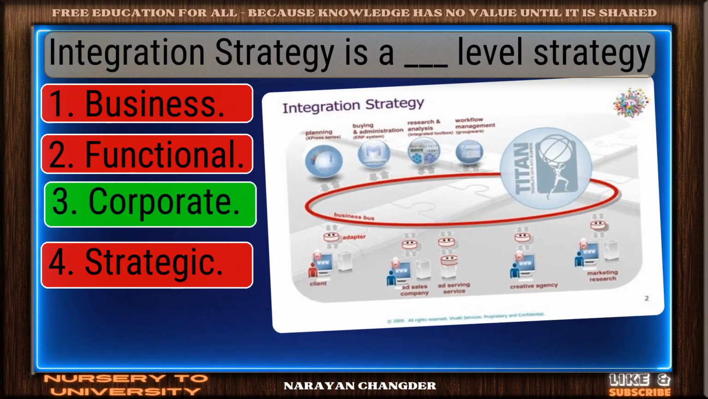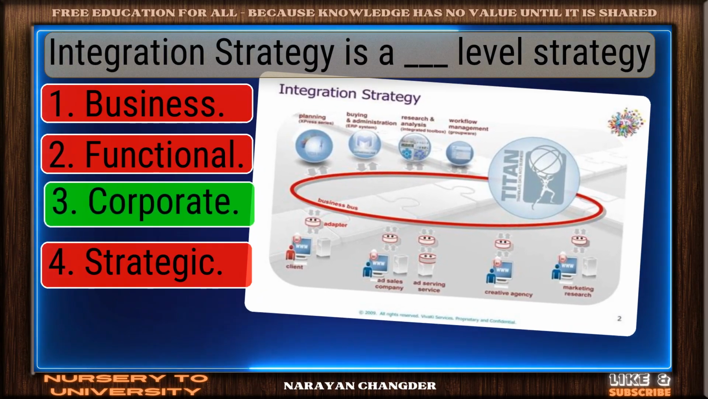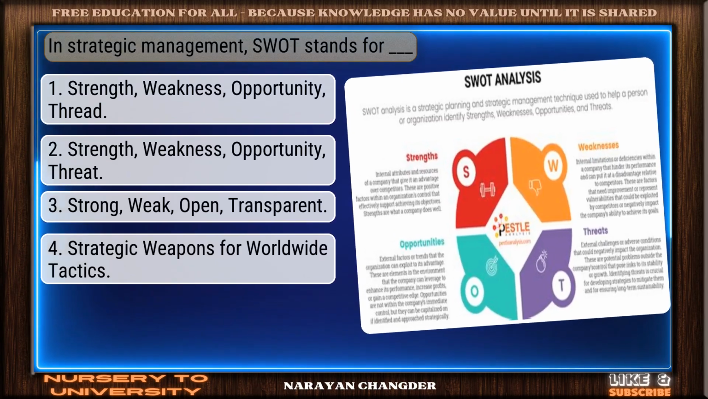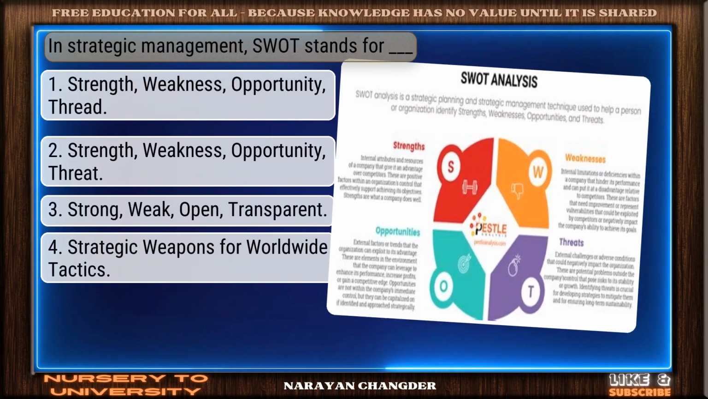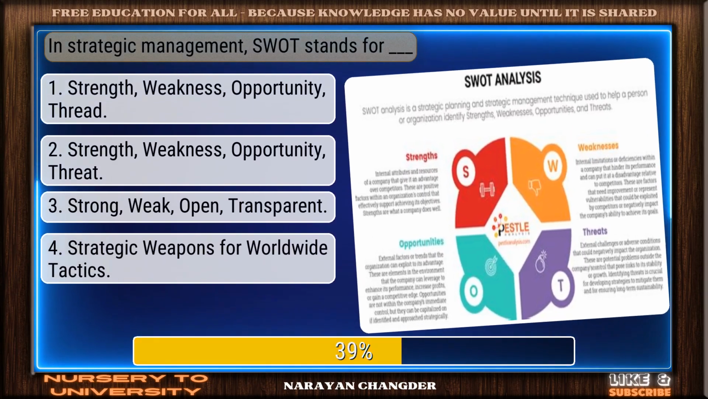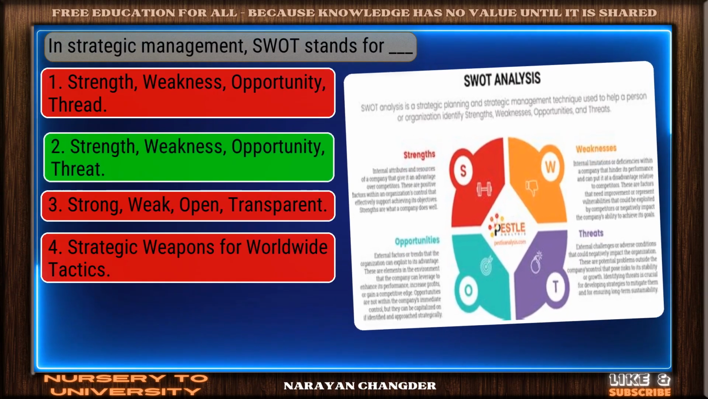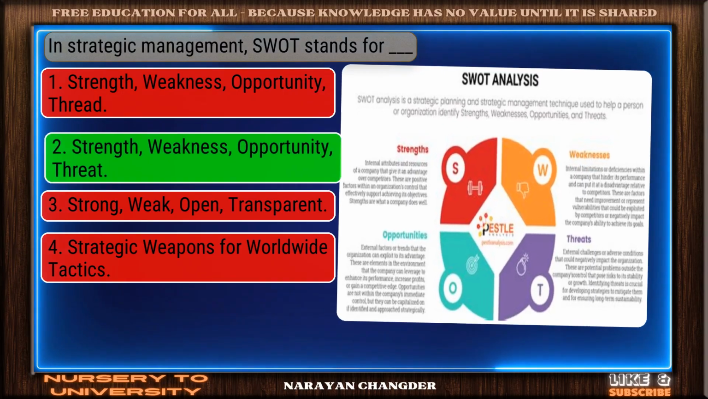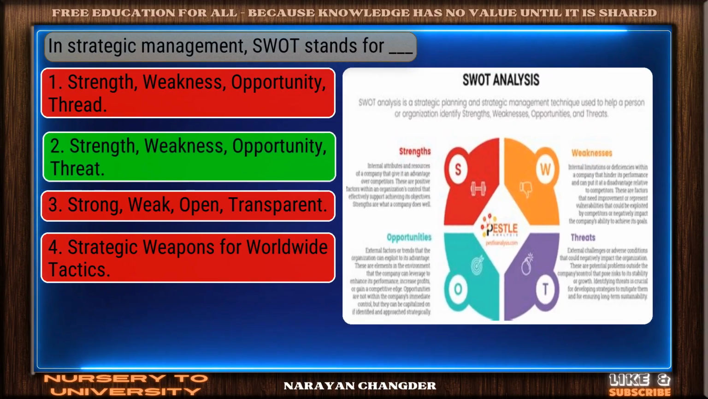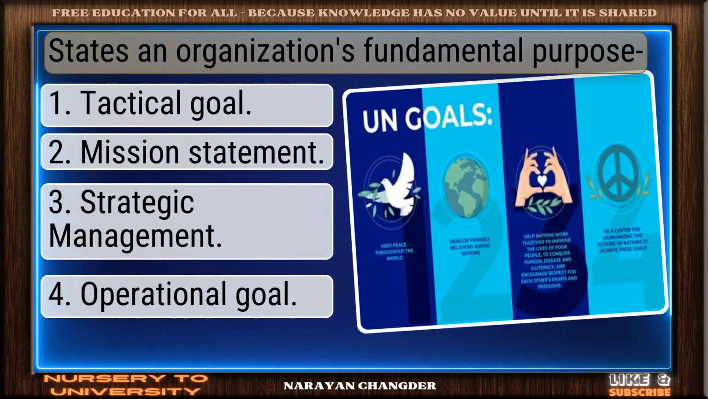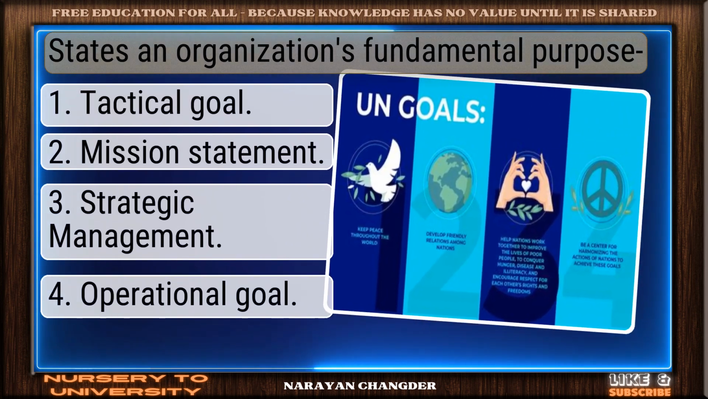Correct response. Corporate is the most accurate answer. In strategic management, SWOT stands for dash. Excellent. Strength, weakness, opportunity, threat is a brilliant choice. States an organization's fundamental purpose.